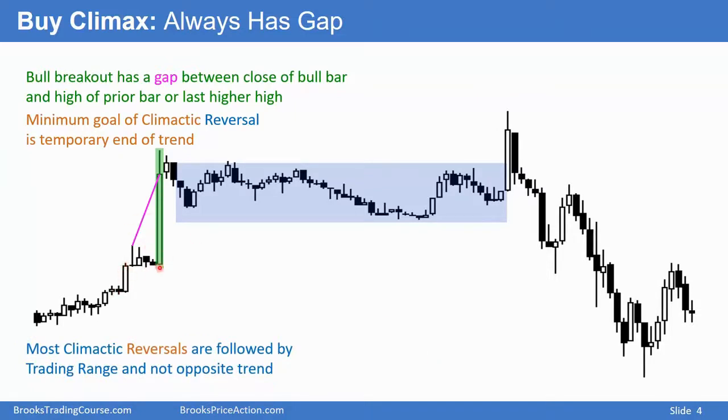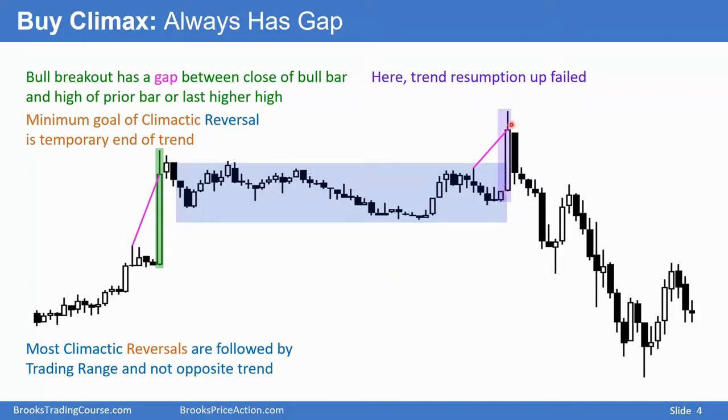We have a buy climax, pause, trading range. A buy climax, trading range. Buy climax, now a reversal. Sell climax, tried to reverse, it became a bear flag. Sell climax, tried to reverse, became a bear flag. Most climactic reversals are followed by trading ranges and not opposite trends.